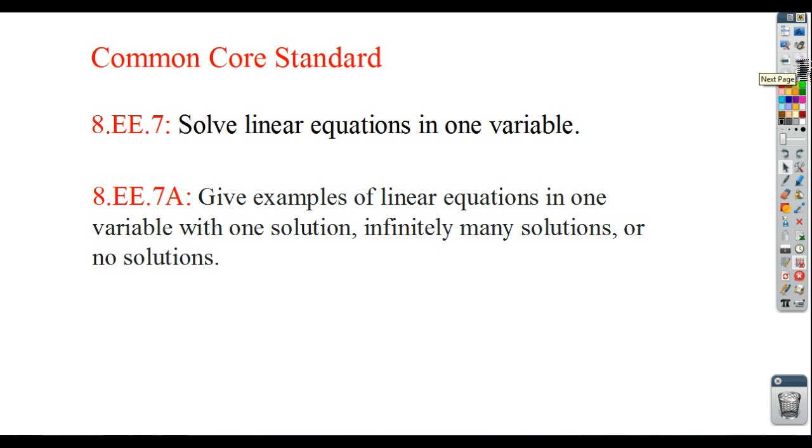The first one is 8.EE.7 that we've been working on for a long time, to solve linear equations with one variable. And this is that second part that I was talking about, substandard A, where we're going to give examples of linear equations. Sometimes they're going to have one solution, sometimes an infinite amount of solutions, and sometimes no solution. Okay? And I'm going to show you what those things look like and how we can prove them.